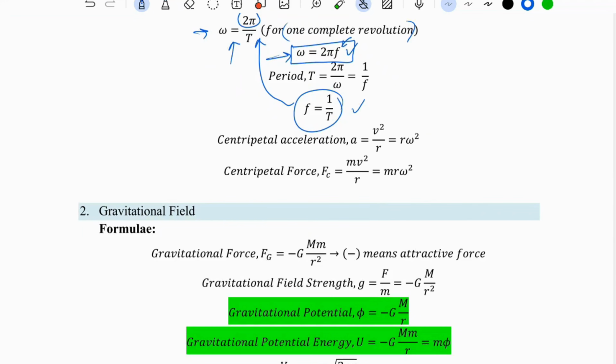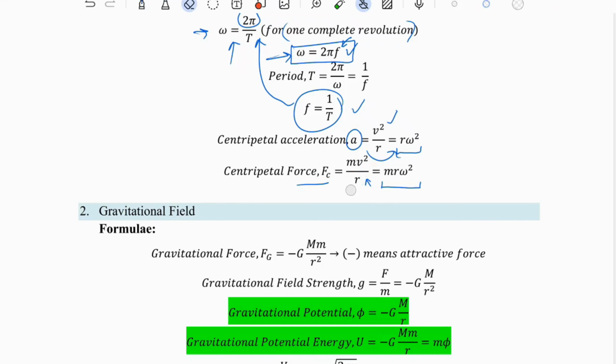Then we have centripetal acceleration. a equals v squared over r, something that I think we've known before in IGCSE or SPM. Then this one we have r omega squared, which is something new that you have learned. Next, lastly, we have centripetal force, which is m v squared over r, and it also equals m r omega squared, because v squared over r is your acceleration. Therefore, you sub this into the formula here, and you will get m r omega squared.